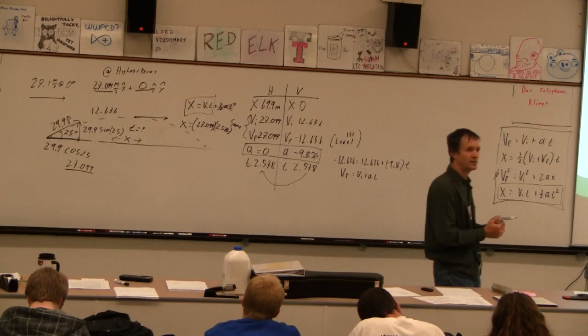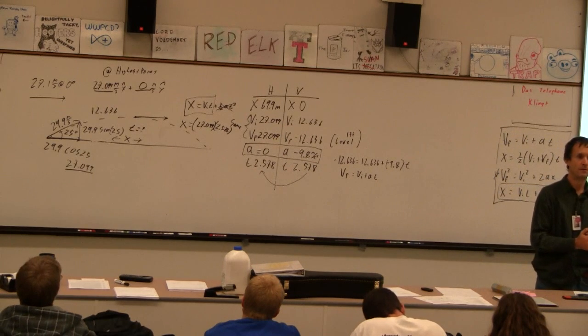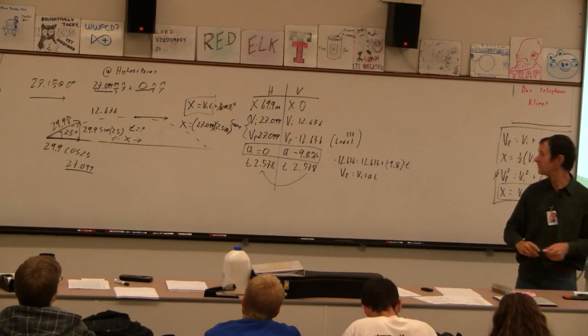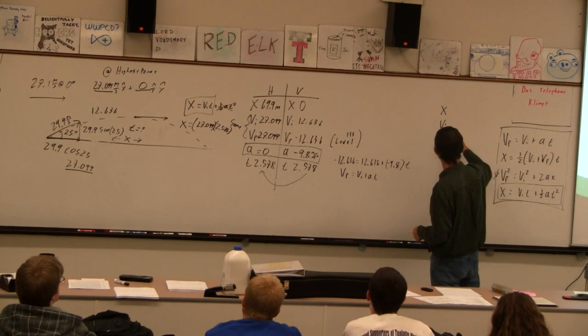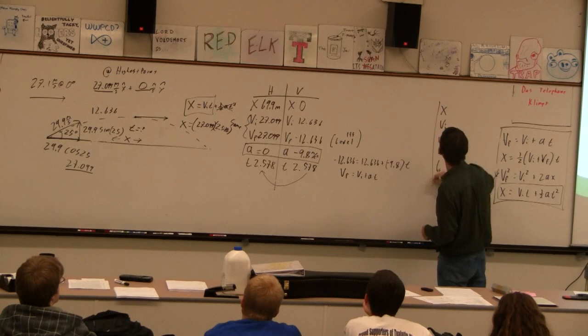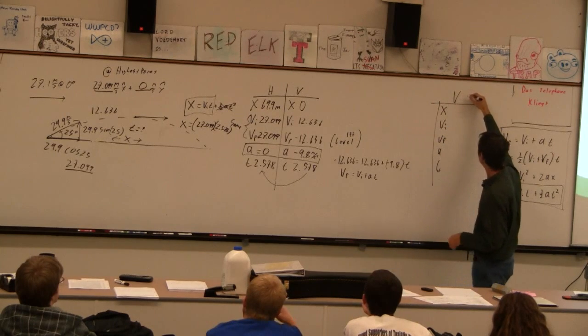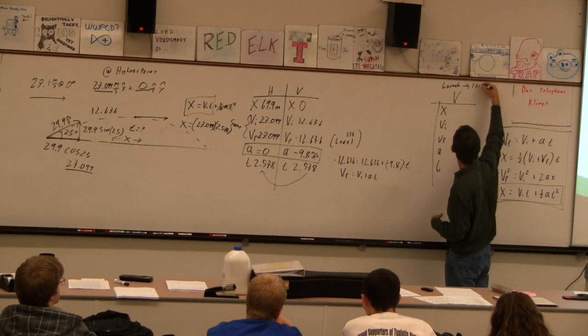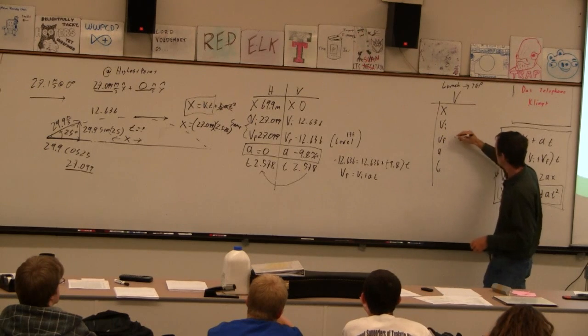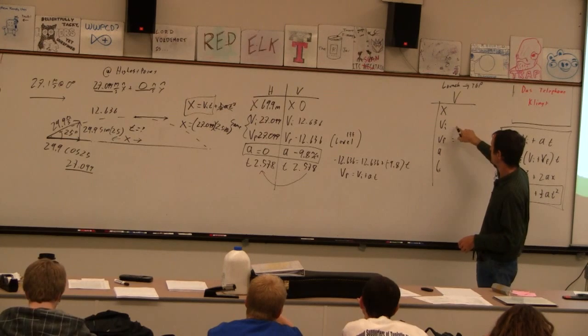What's the final velocity vertically at the greatest height? 0, because if it's not 0, it's not, right? So all we're going to do is set up a x, vi, vf, a, and t. And if it helps you, this is the vertical side, right? We're going to go from launch to the top, right? The final velocity is 0. What's the initial vertical velocity?